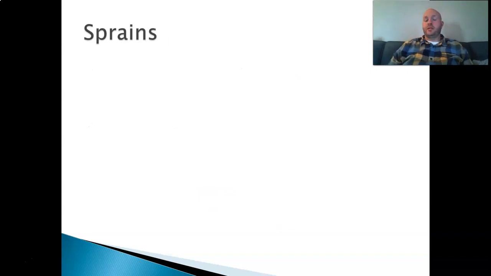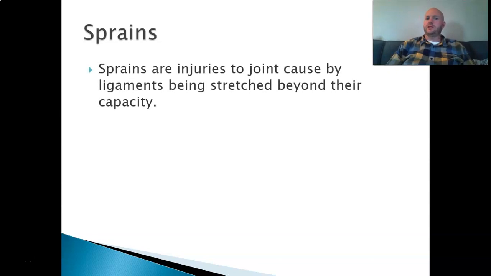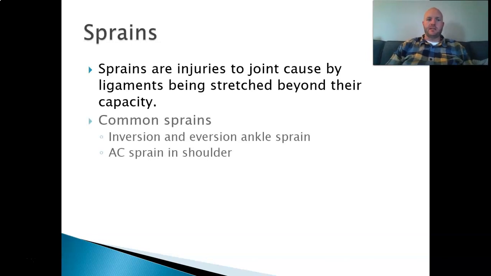You might have heard the term sprain before. What that means is a stretch of a ligament beyond what it's supposed to. You sprain your ankle, probably getting crossed over in basketball. But those kind of things happen all the time. You can sprain any ligament. You cannot sprain a muscle. You can only sprain ligaments. There's a stretch beyond its capacity.